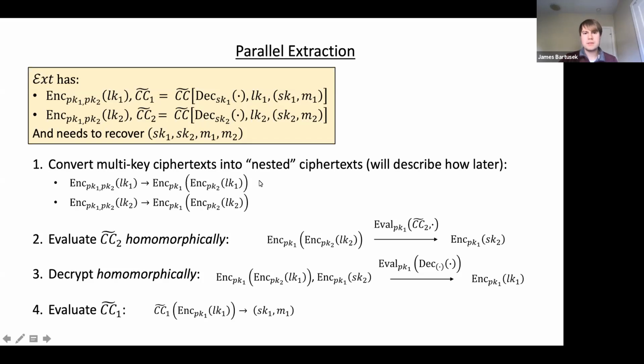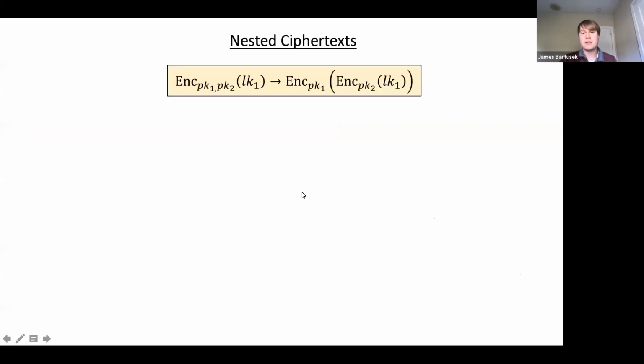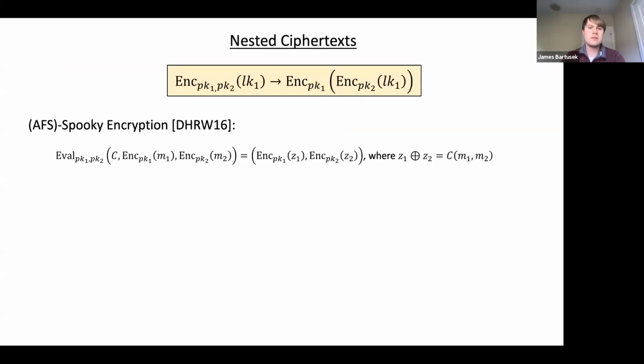Right. So now it remains to show basically how to do this conversion into nested ciphertexts. So this is what it remains to show. And to do this, we basically use a special case of multi-key FHE. And that is going to be something referred to as additive function sharing spooky encryption due to Dotis et al.